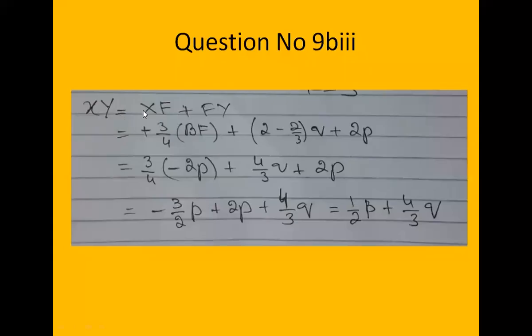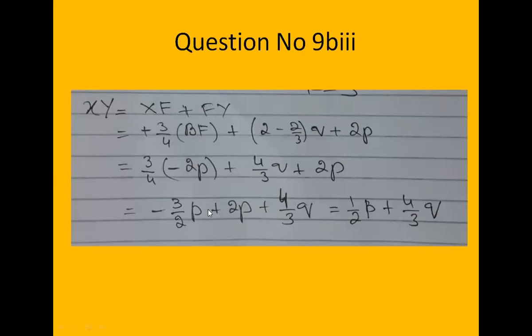Now, if you want to find out xy, it will be xf plus fy. xf will be 3 by 4 of the bf plus fy is, we already know that, 2 minus 2 by 3. The value of the k here was 3, so I put here 3, plus 2p. So you will have bf is minus 2p, so you will have minus 3 by 2p, and this 2 minus 2 by 3, that's something like 4 by 3q plus 2p, and this 2p, bring it here, minus 3 by 2p plus 2p plus 4 by 3q.